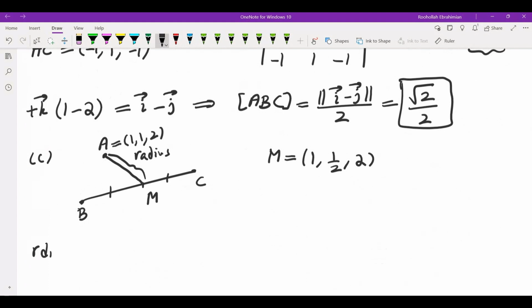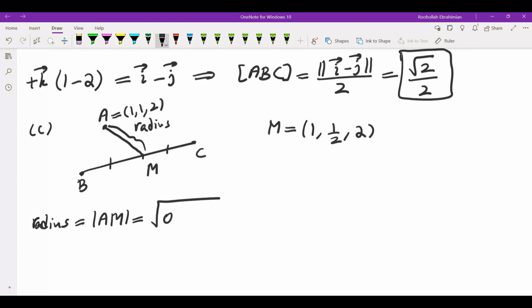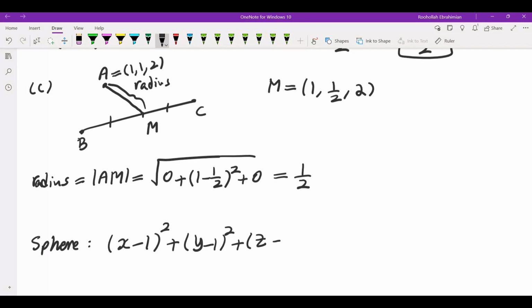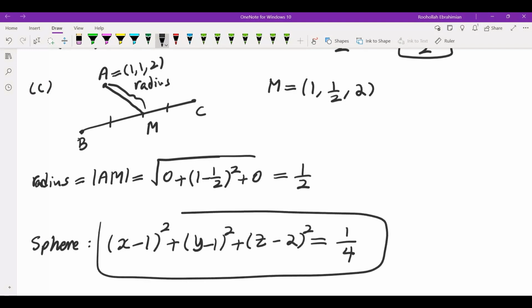Now the radius is the distance between these two. So the radius would be the distance between A and M. So that would be the square root of (1 minus 1) squared plus (1 minus 1 half) squared plus (2 minus 2) squared. So that would be 1 half. So this is our radius, and the center is 1, 1, 2. So that means the equation of the sphere would be (x minus 1) squared plus (y minus 1) squared plus (z minus 2) squared equals the radius squared. So that's the answer to this part.